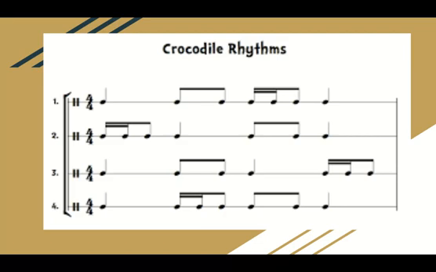Crocodile ta, ti, ti, ta. Crocodile ta, ti, ti, ta. Crocodile ta, ti, ti, ta. Crocodile. Let's do one more. I'm going to choose line four. Choose a line you haven't said yet.